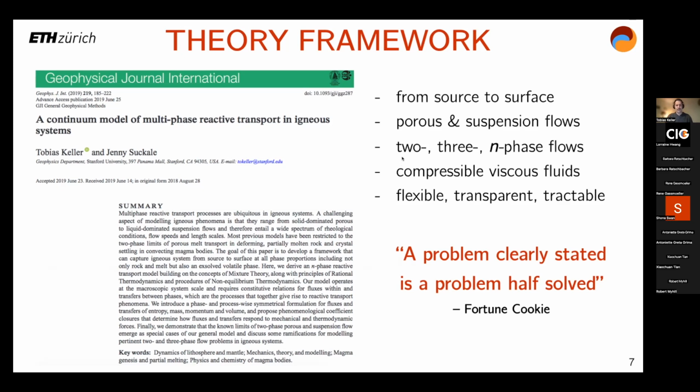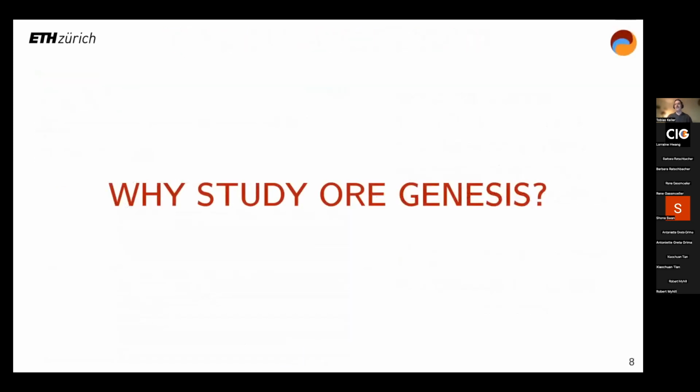That is applicable to 2, 3, or even general N-phase mixtures and flows, where each of the phases can be some general compressible viscous fluid, and that includes solids represented as highly viscous fluids. So this is just for the nerds among you who might want to do that to themselves. And that brings me to the actual topic of the evening.